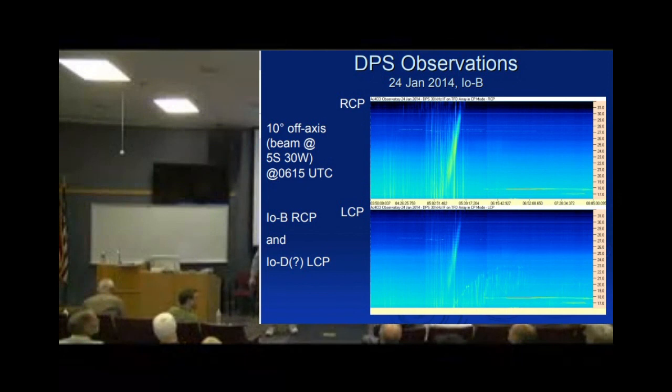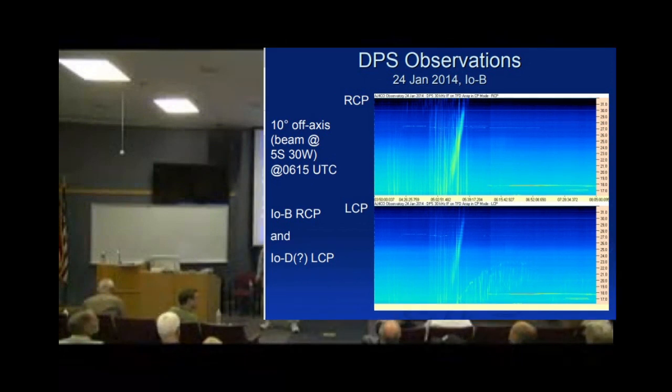Go ahead. How do you do your variable delays to steer the array? That's what I skipped over so we could get out of here on time. I would be happy to go into that in great detail. Okay. Just a short question. Would it be possible to record the data in linear polarization and then do the transformation into circular polarization in software afterwards?